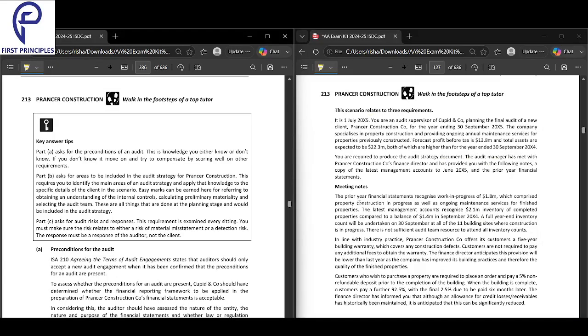Alright guys, next question we'll look into is Prancer Construction. So let's look into Prancer Construction and get a good idea about the same.